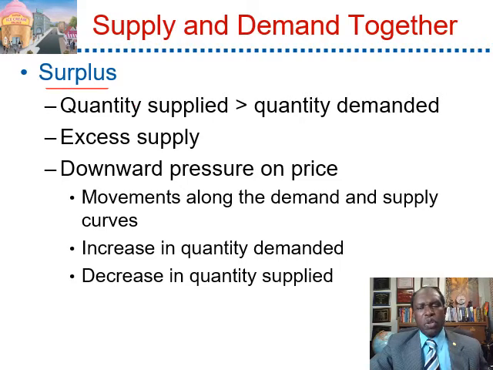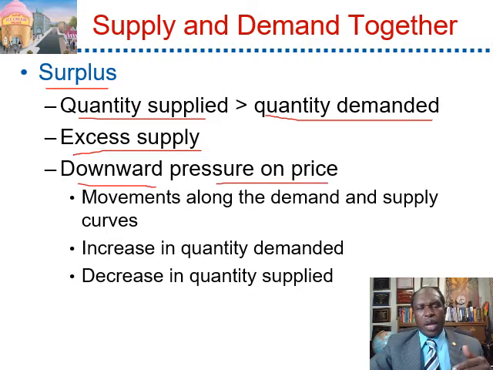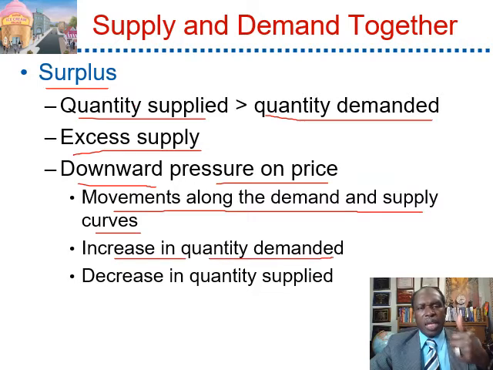Whenever there is a surplus in the market, this means that the market is not in equilibrium. Quantity supplied would be greater than quantity demanded, and this will lead to excess supply. With excess supply, there will be a downward pressure on the price, which will lead to movement along the demand and supply curves, which would increase the quantity demanded and decrease the quantity supplied until they are equal, which will lead to equilibrium again.